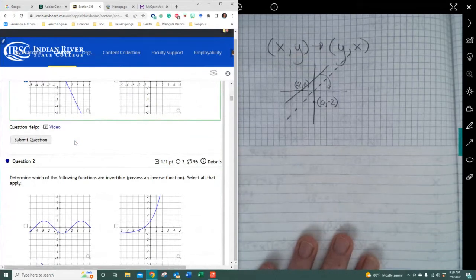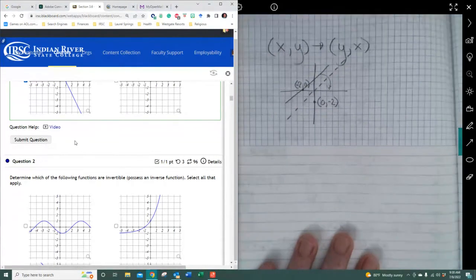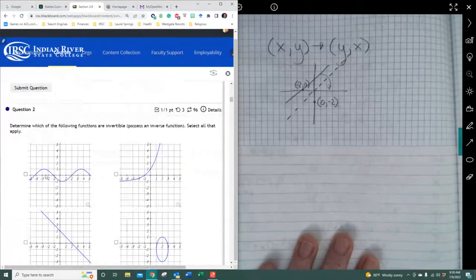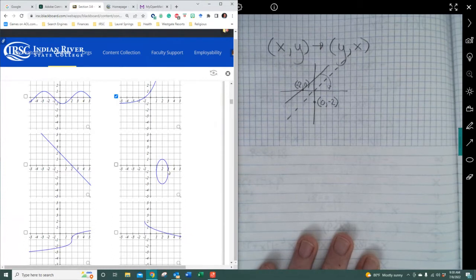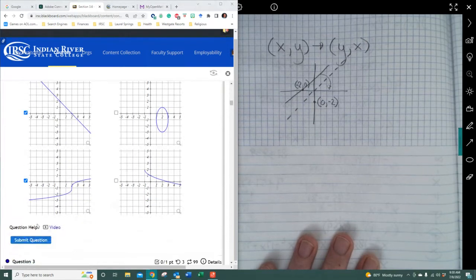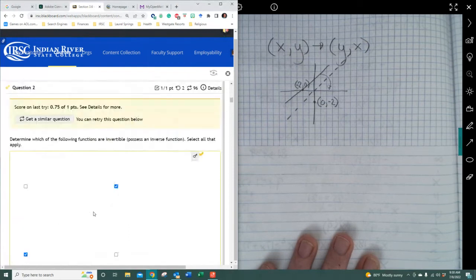I would like to continue this, going through and seeing that this fails the horizontal line test. This passes the horizontal line test and passes to be a function, and then this is going to fail the horizontal line test, so that's not it. This is going to pass. This will pass both parameters, so we have our answer. So this moves very quickly.